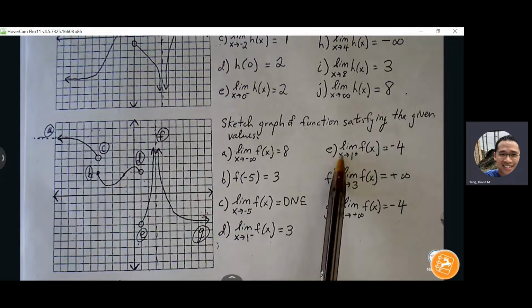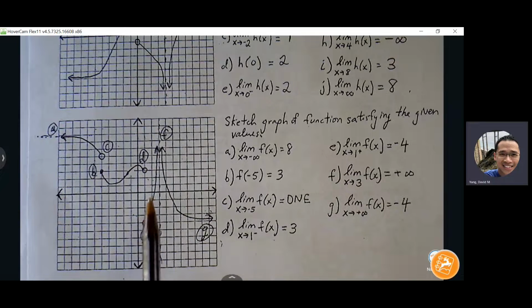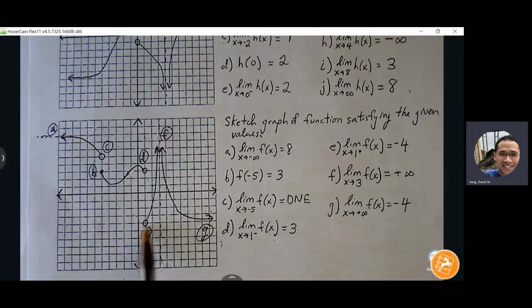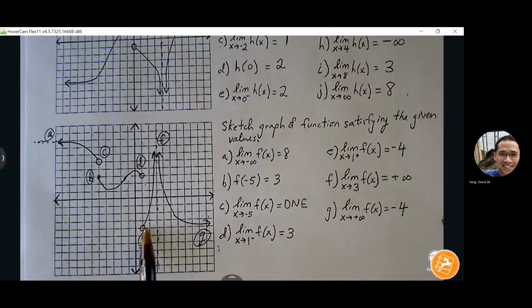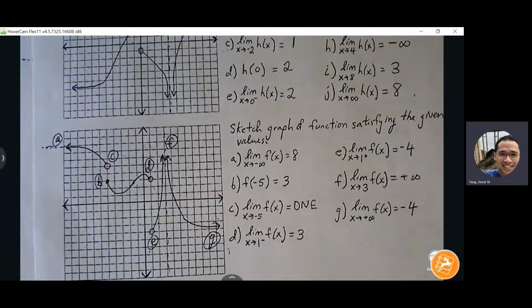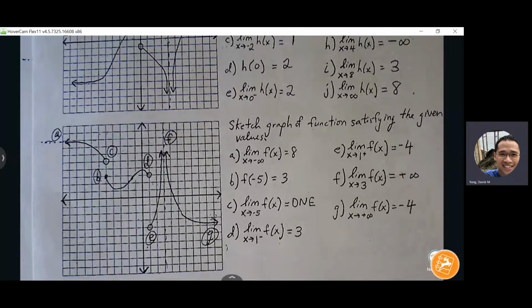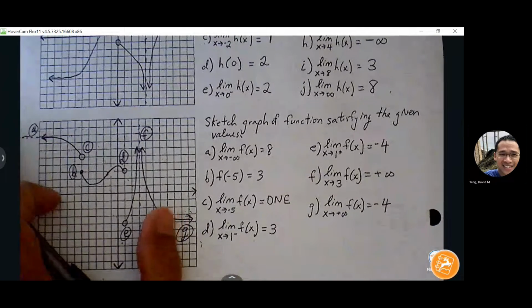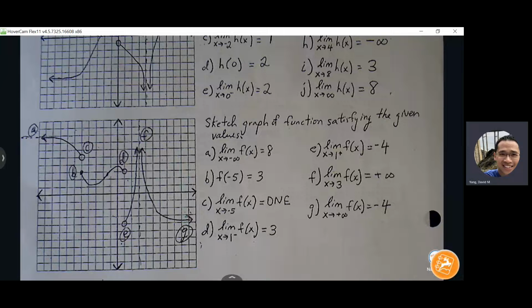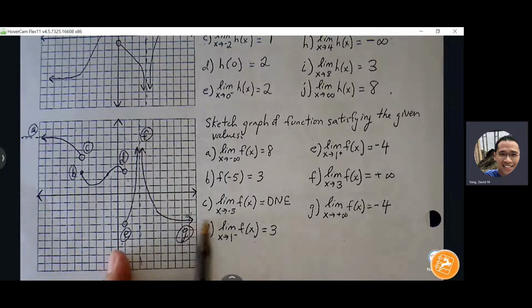Approaching 1 from the right side of 1 is equal to -4, so I know that from the other side of 1, I want to move towards -4. Limit as x approaches 3 equals positive infinity. I want a vertical asymptote, but I need to make sure that I need both branches to head towards positive infinity. Part G, limit as x approaches positive infinity, it's going to hover right around -4. So it's going to flatten out around -4.